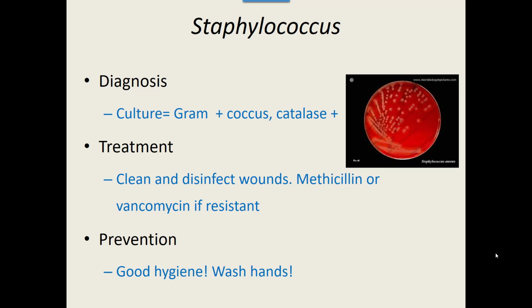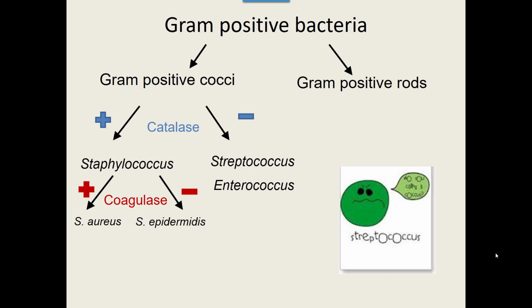Now, your best bet is just to not get a Staphylococcus infection, and the best way to prevent it is good hygiene, including washing your hands. So that was our gram-positive cocci that are catalase positive. Now we're going to flip over and start with catalase negative. I won't get through all of this.